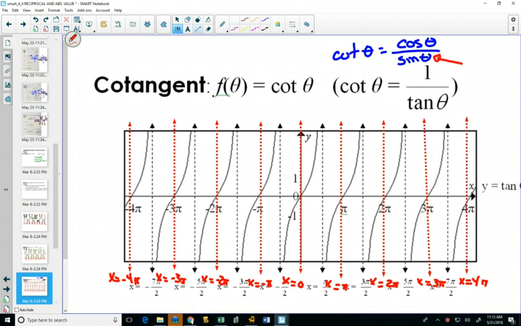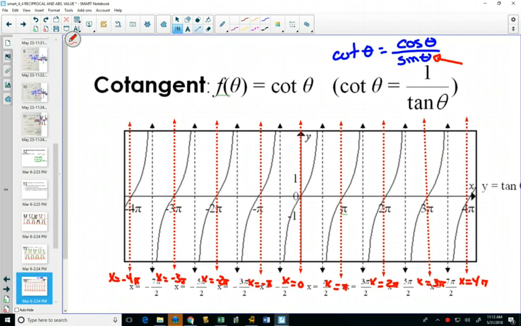Now with the horizontal asymptote, this is where cotangent has an exception. And the exception is as follows. Normally, when your original graph, such as tan, goes up forever or down forever, you would have a horizontal asymptote at y equals 0. That's how we do all reciprocal graphs.